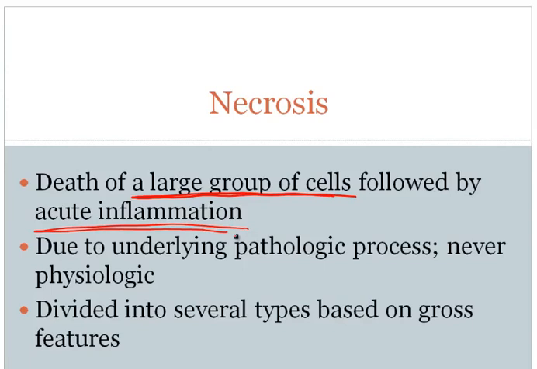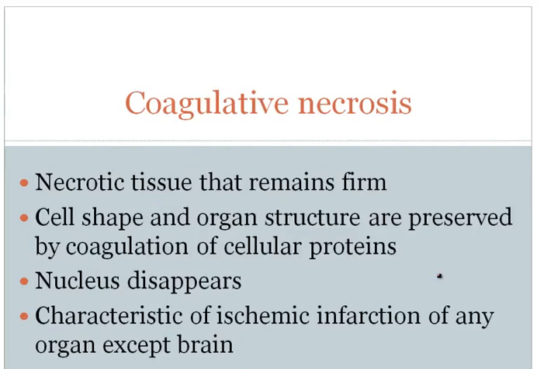Now, necrosis is always pathologic. It's always due to some pathologic process, and it's never physiologic, meaning we don't have necrosis occurring as part of our normal physiology. It always means that there's some disease or problem present. And it can be divided into several types based on gross features. These are high yield. These questions often show up on examinations concerning the subtypes of necrosis, and so we're going to spend a good degree of time on the subtypes of necrosis.